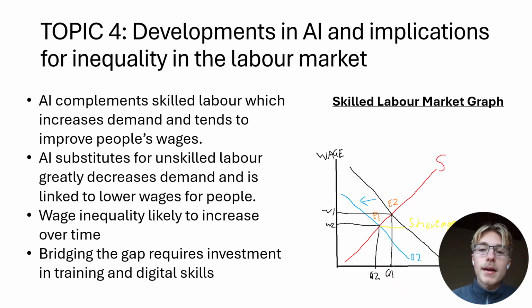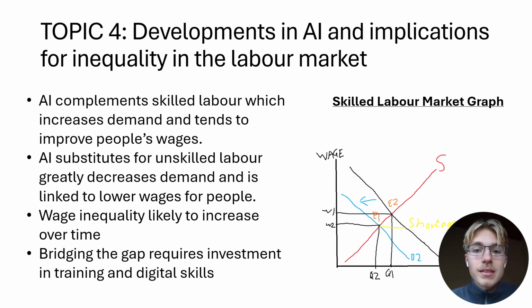The skilled labour market, where AI often acts as a complement and enhances the workforce. They use tools to process information faster. This can raise productivity greatly and therefore increase demand for their labour. This is seen in the graph here when there is a demand shift to the right, increasing both employment and wages for skilled workers.